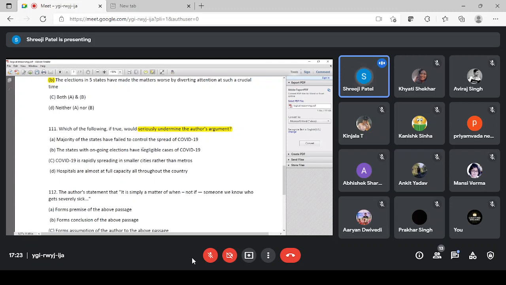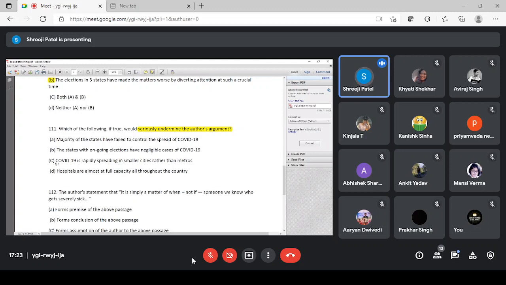So this argument of the government could be weakened by this option because it is in direct contradiction with the argument of the government, and this can be a right option, but we will surely read the other options because it is very important in our exam that we don't miss a single option. There are chances that two options would be very closely related and we might miss the other right option.